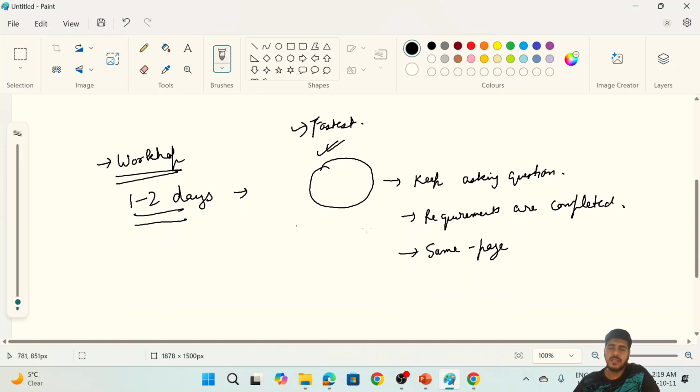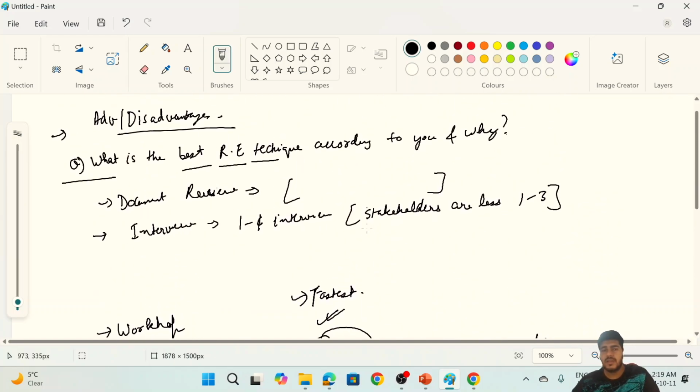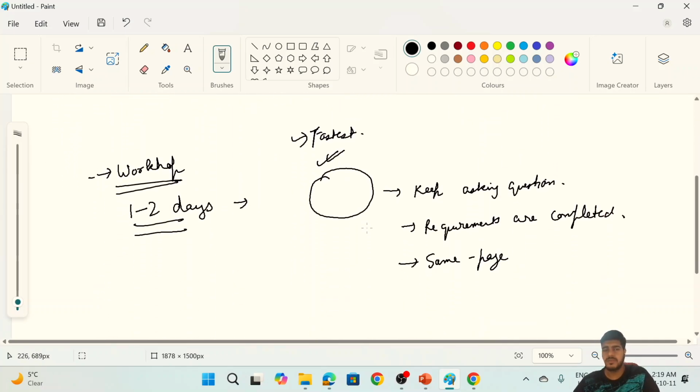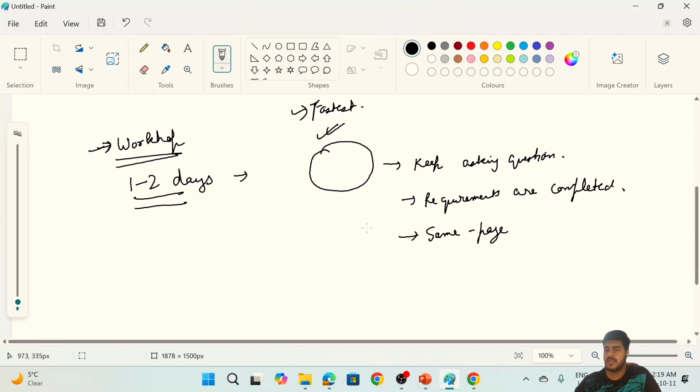The business analysts do not have to run back and forth between the developers and the stakeholders explaining things. So when someone asks you what the best requirement elicitation technique is, workshop is one of the best techniques, unless the stakeholders are not agreeing to do that. But there could be some problems. Not all stakeholders are free at the same time. So we'll be studying the advantages and disadvantages soon.